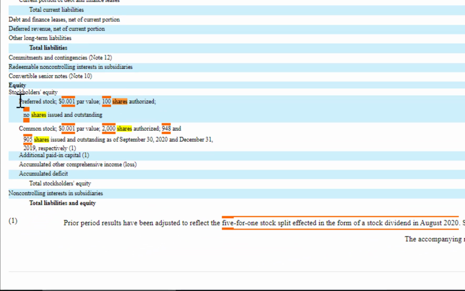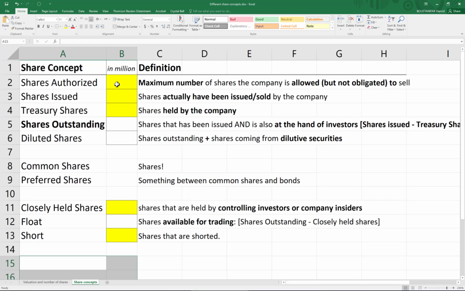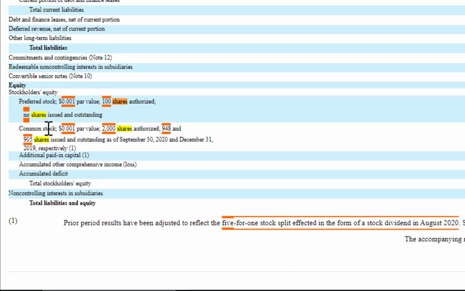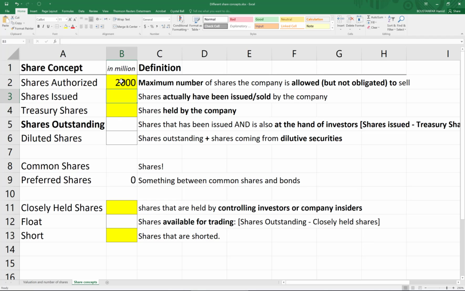Here in the stockholders' equity, you see preferred shares, and there are 100 million shares authorized, but there are no shares issued and outstanding. So if we wanted to do this for Tesla, it would have been the preferred shares are 0 outstanding, but of course there's 100 million authorized. In terms of the common stock, there's 2 billion shares authorized because these numbers are in millions. So we have 2 billion shares authorized, 948 million are outstanding as of September 30th, 2020. Okay, so we can put this in our filings. So 2 billion, and the issued and outstanding is 948. There's 0 treasury shares, and therefore, as mentioned, we have 948 million shares outstanding.